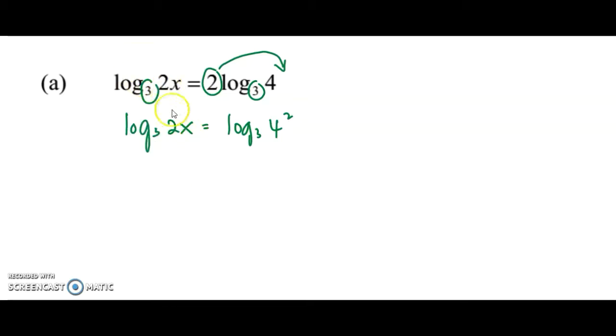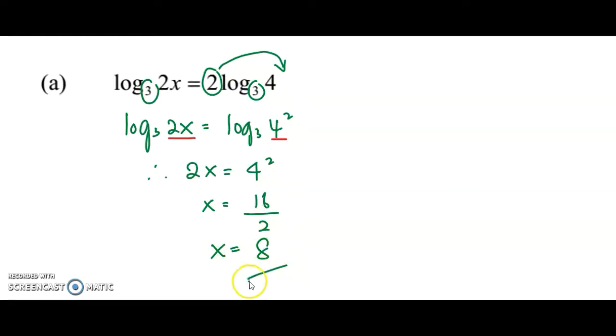Since this is an equation, if both the log left hand side and right hand side have the same base, we can just compare the content of the log. That is, we can say that 2x equals 4 to the power of 2. This is a linear equation, we can solve it by using 4 squared, which is 16, divided by 2. Then finally we got 8.